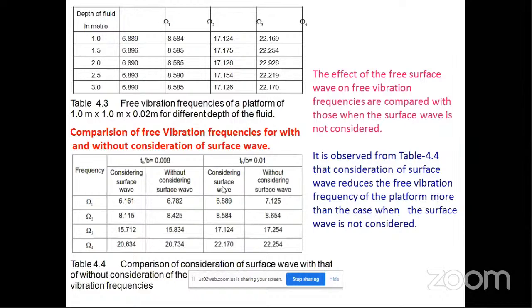That is, when I consider the surface wave, the free vibration frequency is a little less. You see, this is considering the surface wave, and this is without considering the surface wave. Clear? That is, consideration of surface wave reduces the free vibration frequency of the platform more than the case when the surface wave is not considered.